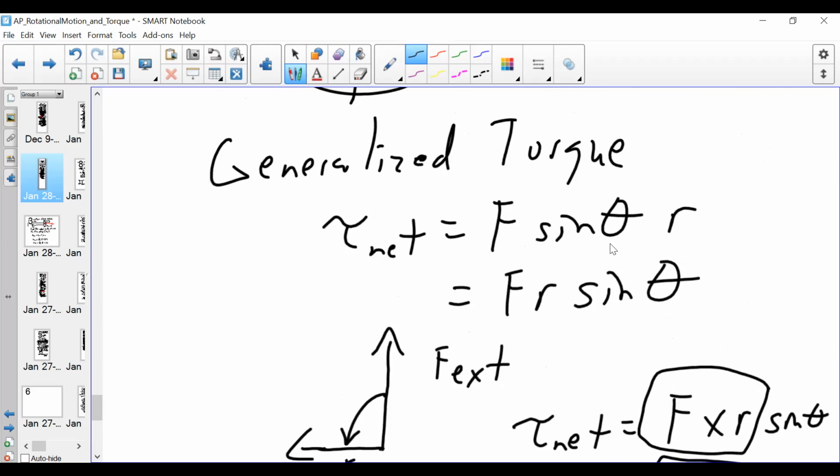And so, going back here, if angle theta is equal to 90, we know sine of 90 is 1, it just becomes F times R. So for any other generalized angle, this is what we get for torque. Generalized torque equation.